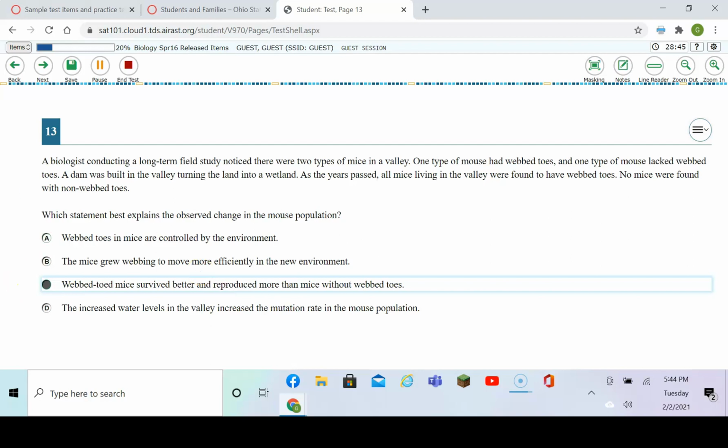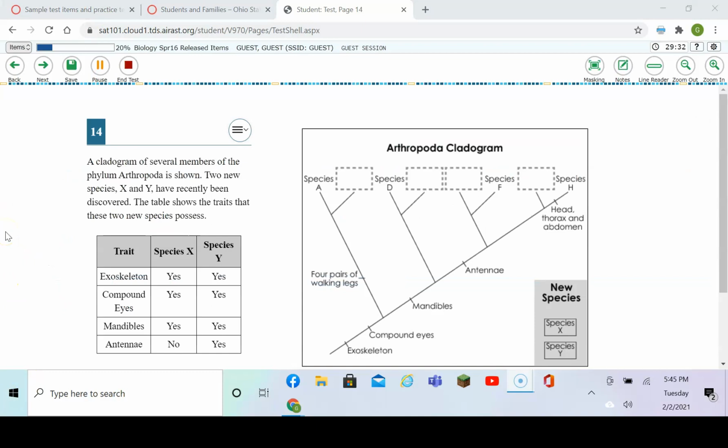Okay, good question. Question number 14. A cladogram of several members of the phylum Arthropoda is shown. Two new species, X and Y, have recently been discovered. The table shows the traits that these two species possess. Okay, so we have traits: exoskeleton, compound eyes, mandibles, which are jaws, and antennas. Species X has the exoskeleton. Species X has the compound eyes. Species X has the mandible, but does not have an antenna. Species Y has the exoskeleton, the compound eye, the mandibles, and the antenna.